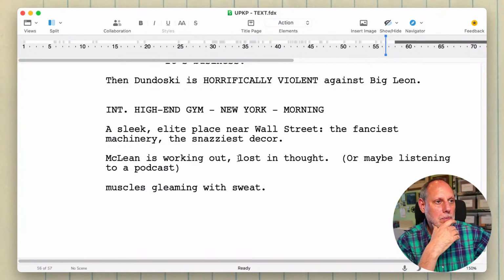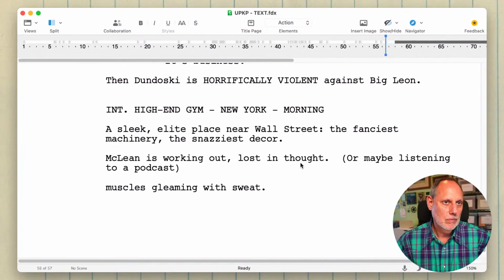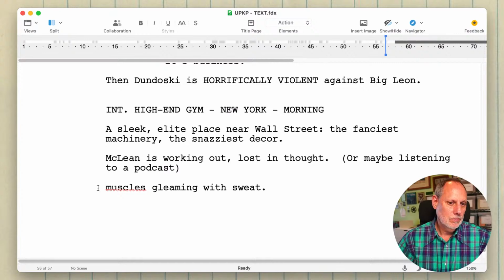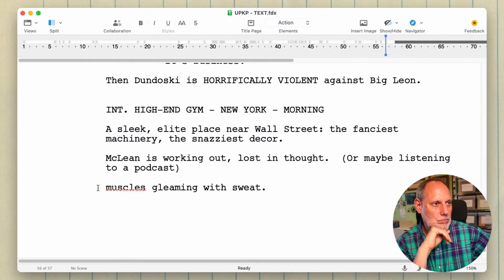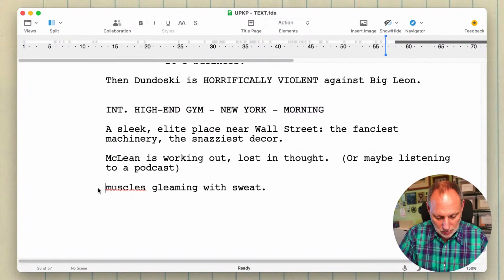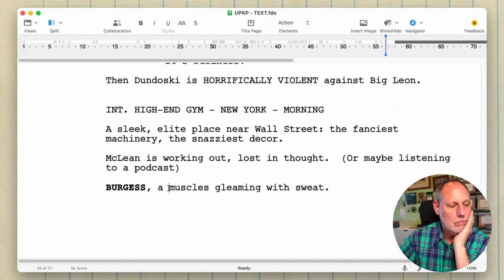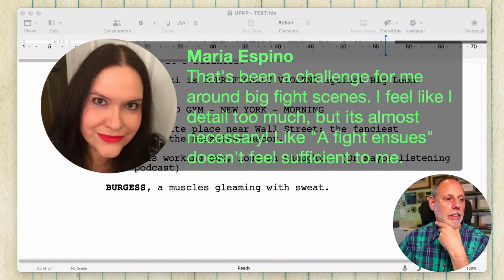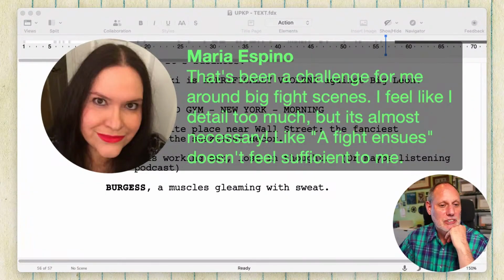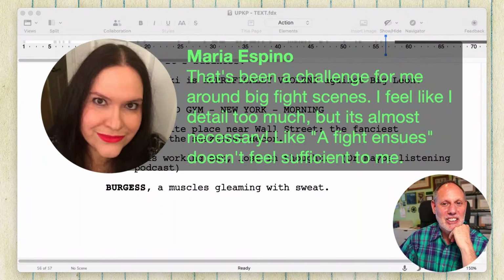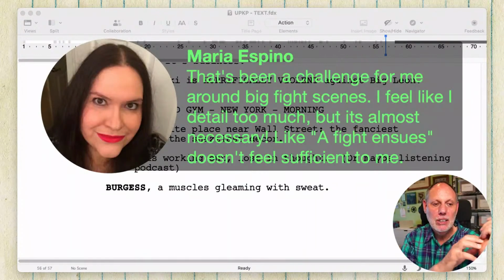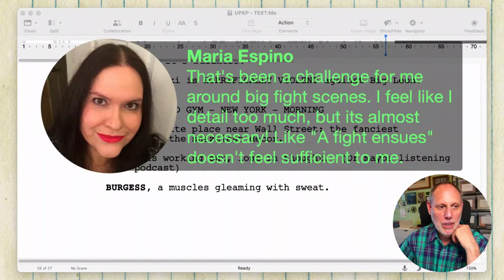Okay, so Burgess. Well, yeah, this is true. A fight ensues is not sufficient. It's a fine line. You have to balance how much detail, and yet at the same time, you can't just skimp.